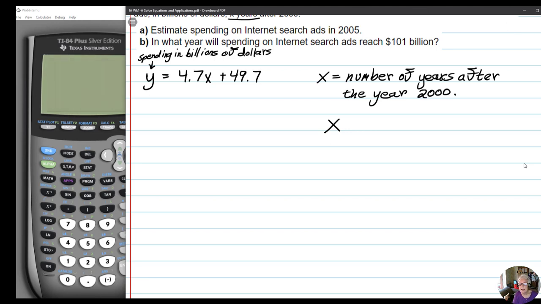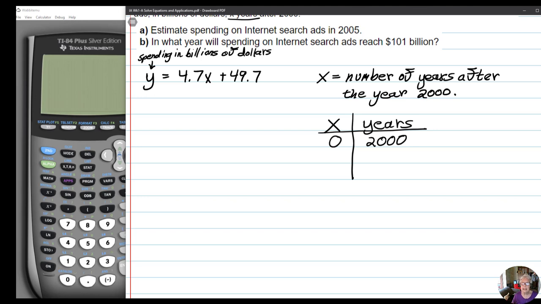numbers you can use for X, and you have years. Let me write years, that would be better. Where's my eraser? There it is. I'm going to make a little table. If X is 0, that doesn't mean it's the year 0. It means it's the year 2000, because X is years after the year 2000.